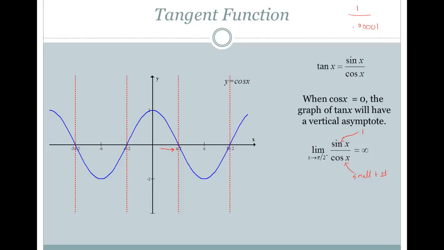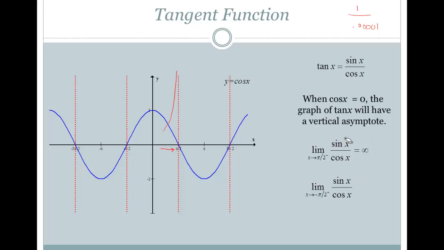So as I'm coming in this way, I'm going to come up and get closer and closer, and head off to infinity there. That's what this bit of information tells me. I also want to look at what happens on the other side of negative pi over 2.